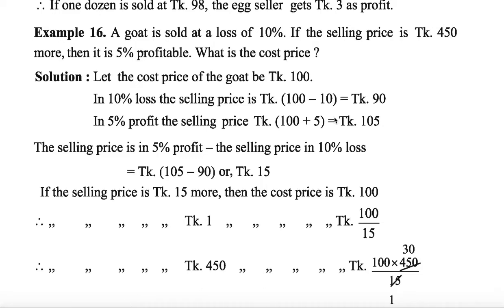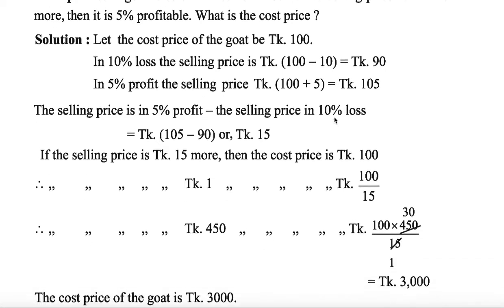Due to 10% loss, 0.9 times CP, cost price, plus 450 is what is 5% profitable, right? So 1.05 cost price. That means 0.15 cost price is 450. Cost price is 450 by 0.15, or 450 by 15 into 100. 3000 taka is the cost price.